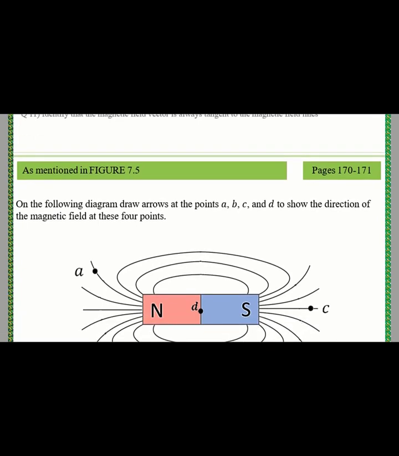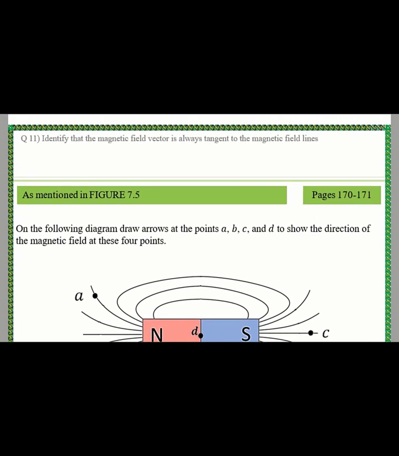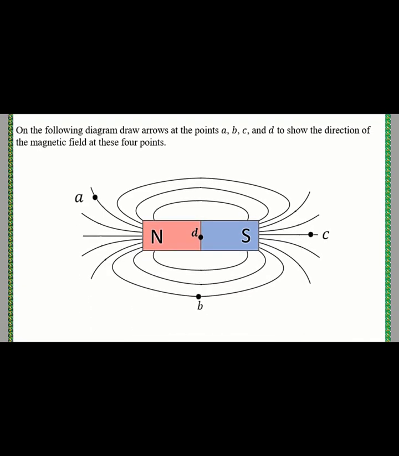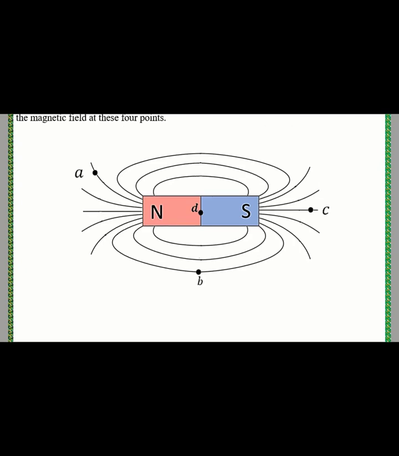We are in part 3 now with the 11th question. On the following diagram, draw arrows at the points A, B, C and D to show the direction of the magnetic field at these 4 points. The direction of the magnetic field is the tangent to the magnetic field line at that point, and it is directed away from the North Pole.